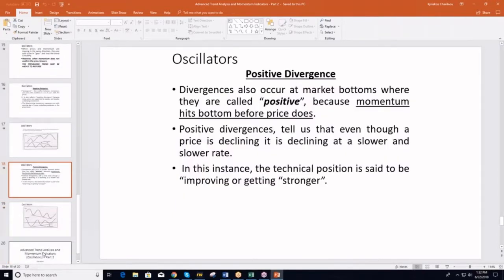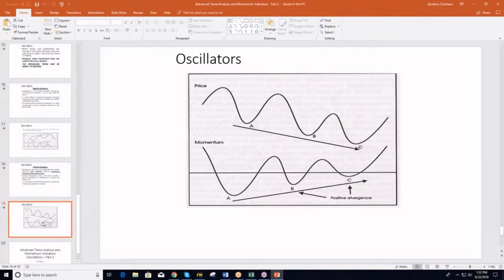Positive divergence now is the opposite. Divergences also occur at market bottoms, where they are called positive because momentum hits bottom before price does. Positive divergences tell us that even though a price is declining, it is declining at a slower and slower rate. In this instance, the technical position is said to be improving or getting stronger. Positive divergence, ladies and gentlemen, can only be observed during a downtrend. You should never look for a positive divergence during an uptrend.